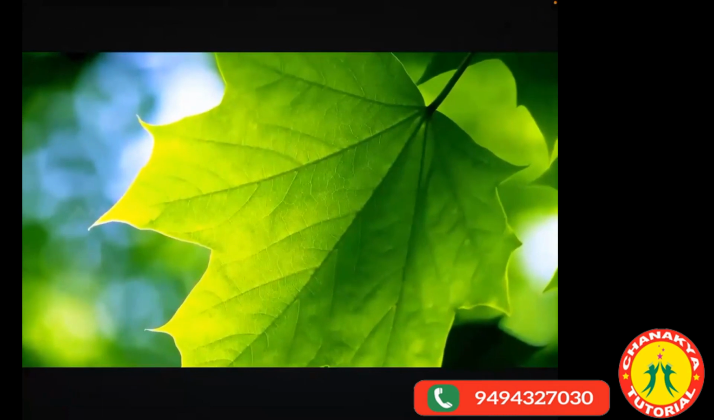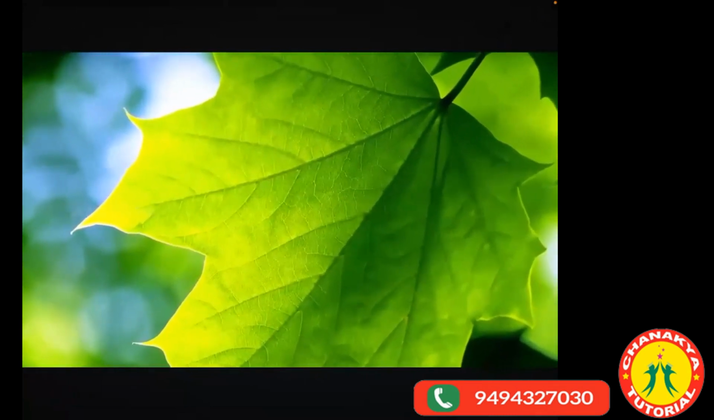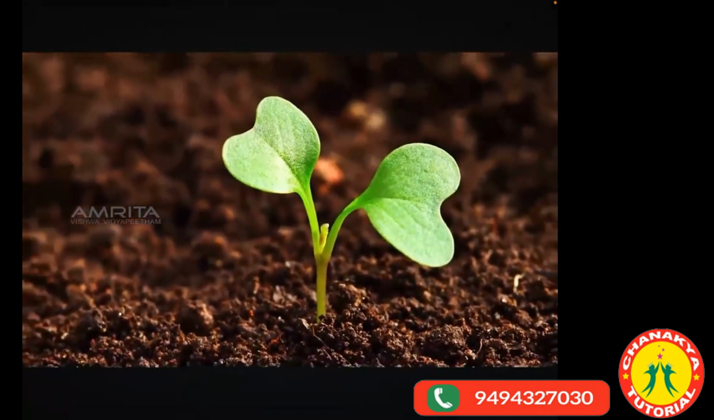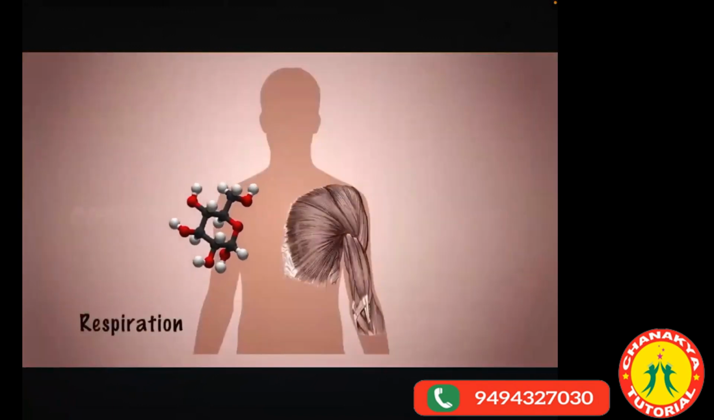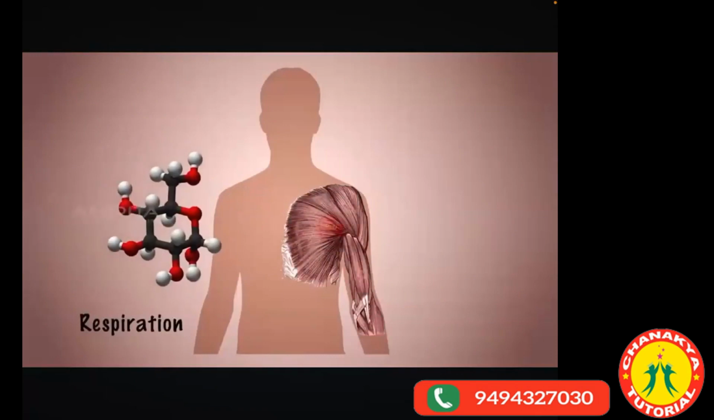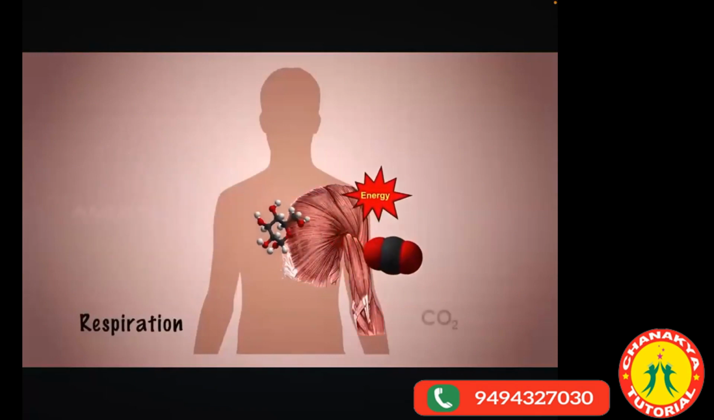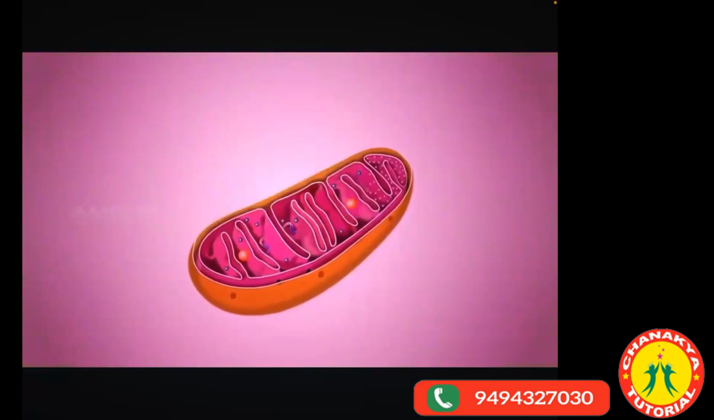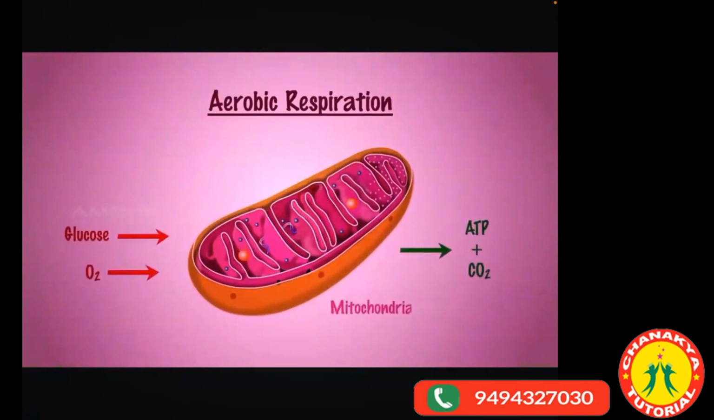Respiration is a process through which energy stored in organic molecules is released for growth and other life processes. During respiration, organic food breaks down into simpler substances and liberates carbon dioxide and energy. Respiration that requires oxygen is called aerobic respiration. Aerobic respiration takes place inside the mitochondria.